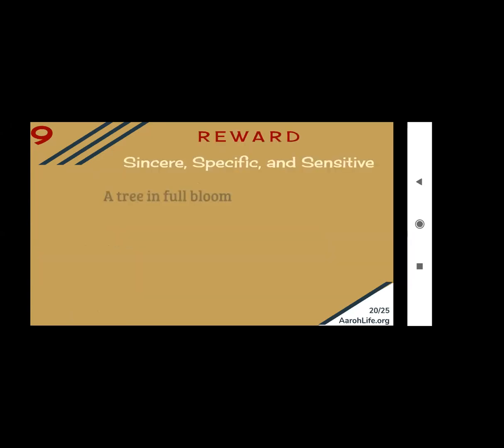Okay, so the first scene is a tree in full bloom. How will you give a sincere, specific, and sensitive praise to this tree? Do they have to type? Yeah, if you want to type in the chat window, that's okay. If you want to just write it on paper, that's also okay. The idea is to push yourself a little to make it sincere, specific, and sensitive.